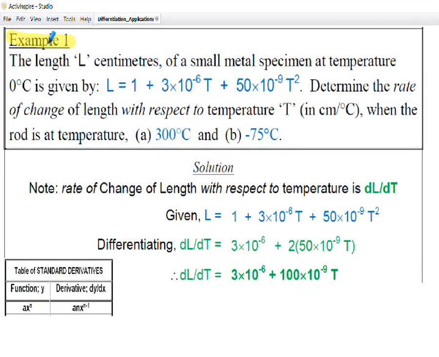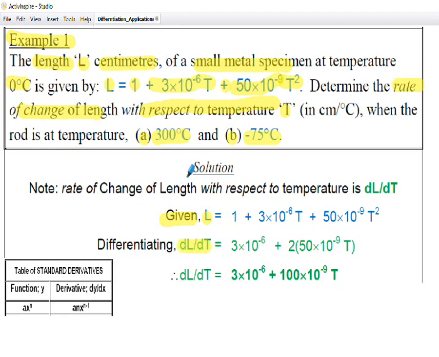Sample 1. The length L in centimetres of a small metal specimen with temperature 0 degrees C is given by the expression L equals 1 plus 3 times 10 to the minus 6 t plus 50 times 10 to the minus 9 t squared. We're asked to find the rate of change of length with respect to the temperature, capital T, when the rod's temperature is at A, 300 degrees C, and B, minus 75 degrees C. So the first thing we need to do is, given the equation for L, differentiate it to find dL by dt.